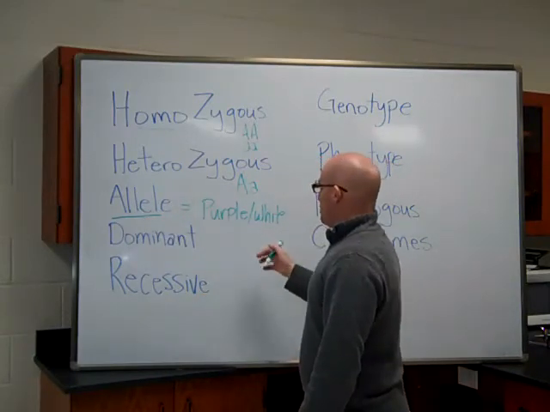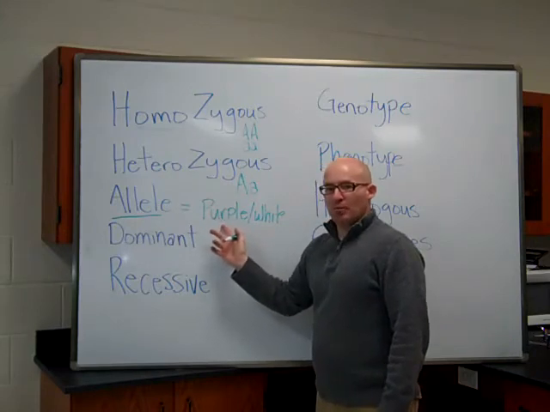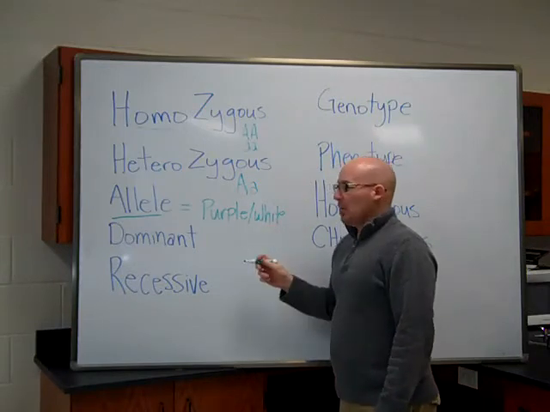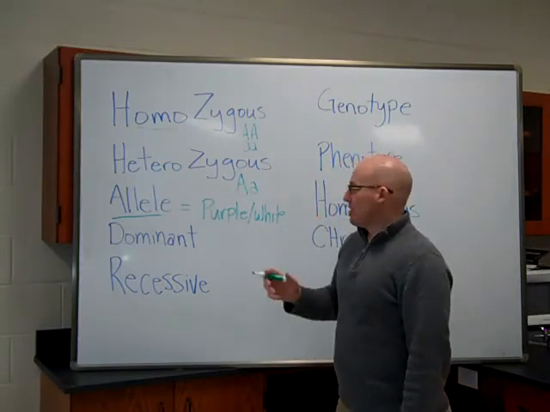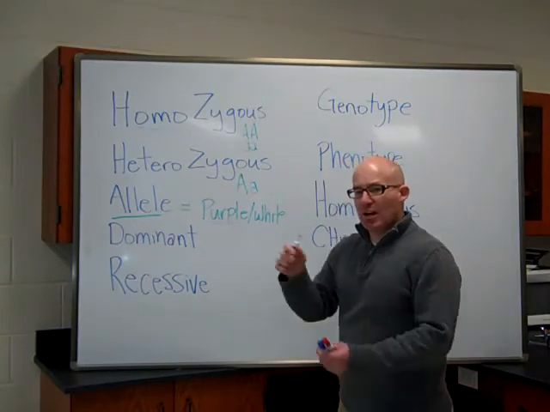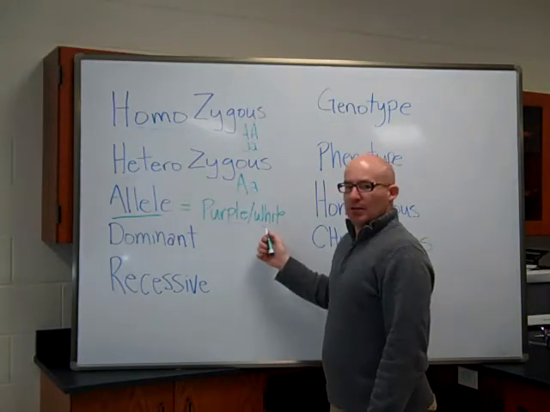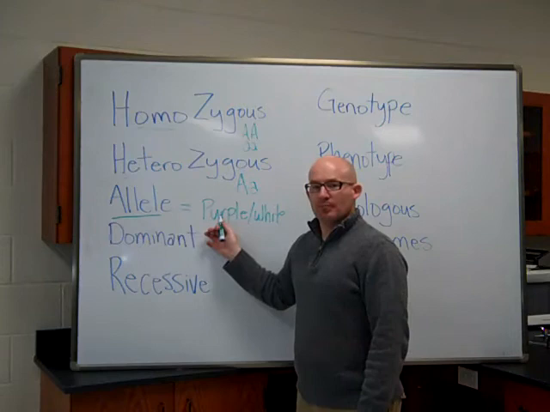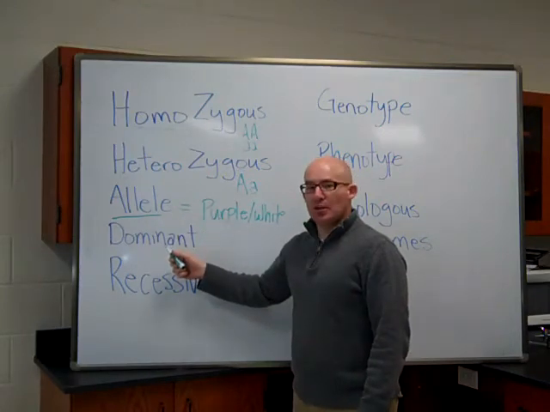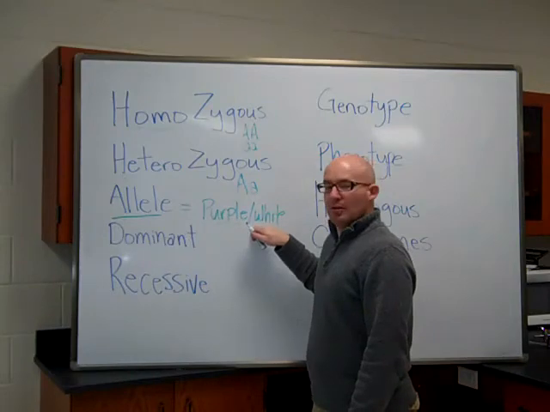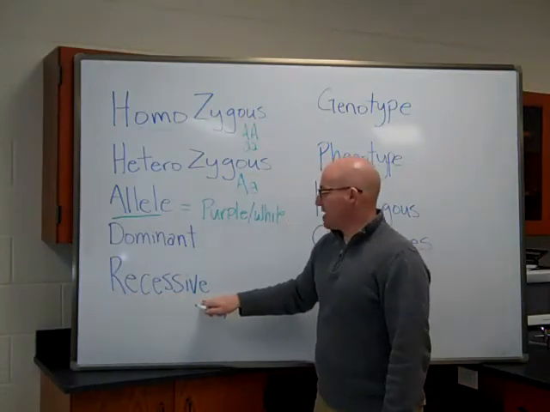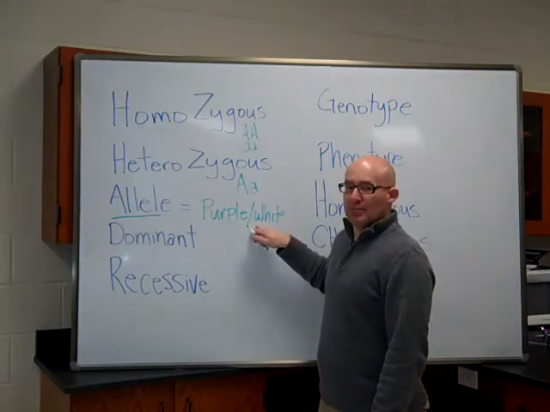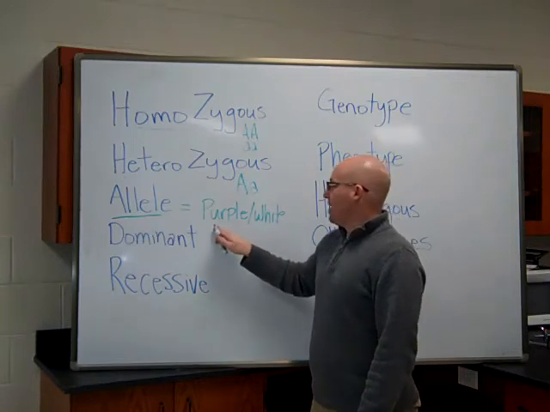What that meant was, if he took a purebred purple flower and bred it with a white purebred flower, he would get all purple offspring. So the purple allele masks or covers up the white allele. So the white is recessive to the dominant purple. Dominant basically means it's the trait that will cover up another trait. Recessive means it is the gene that will only show up if there is no purple present.